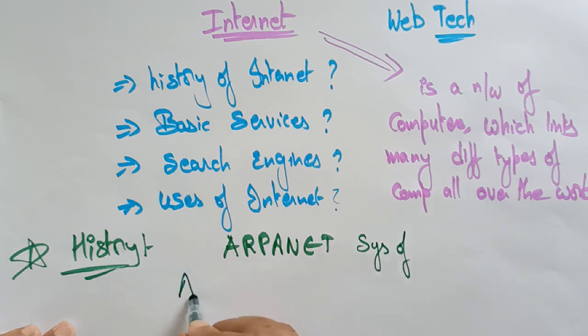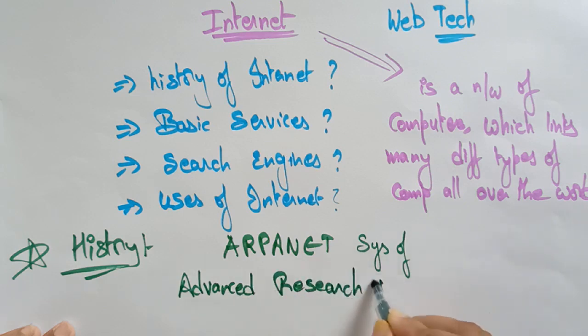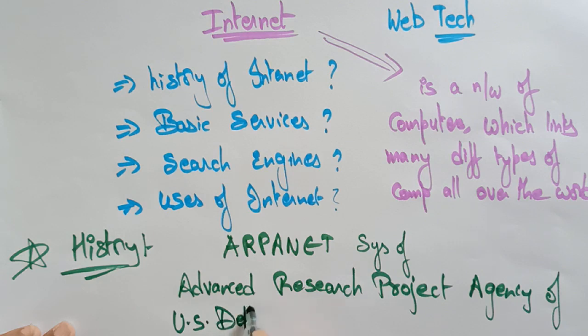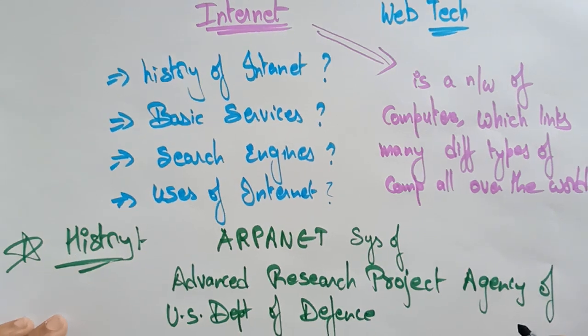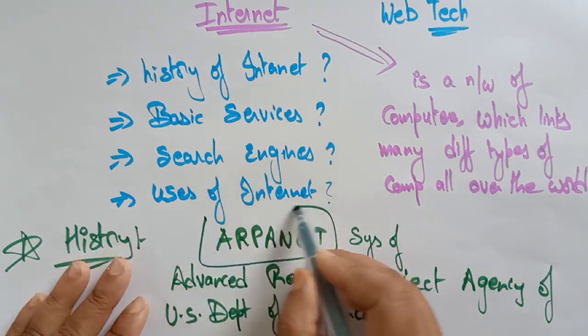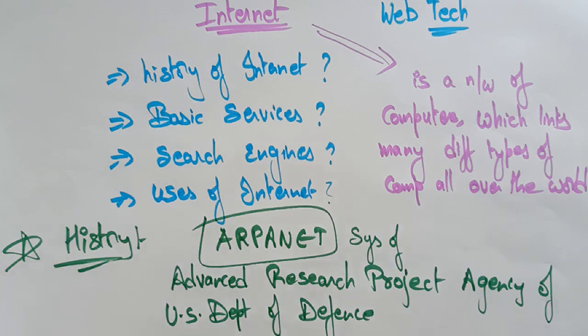ARPANET: A is Advanced, Research, Project, Agency of the US Department of Defense. Those people started the concept of the internet. They developed an internet, which is a network of computers that can link many different types of computers all over the world. So this root started from ARPANET, the Advanced Research Project Agency of the US Department of Defense. It was the first wireless WAN to be introduced.